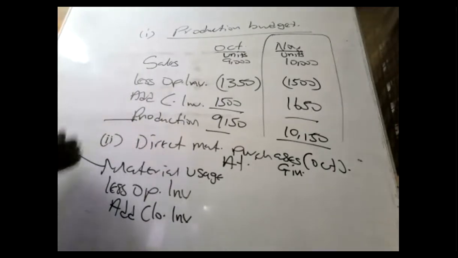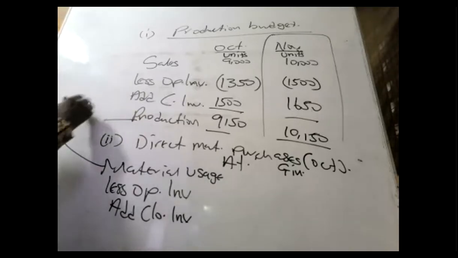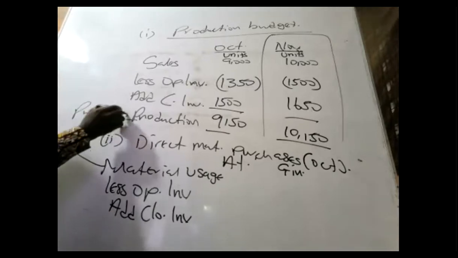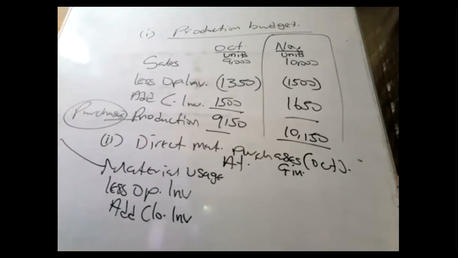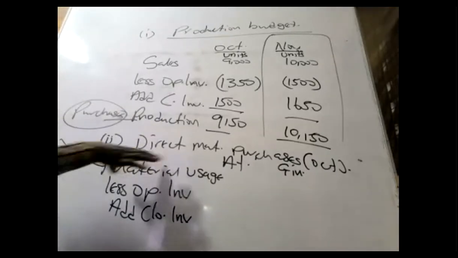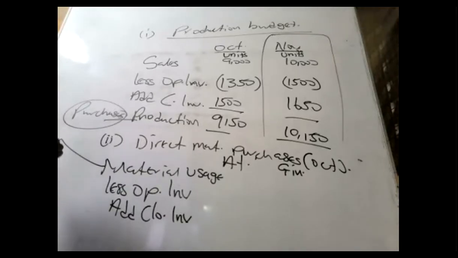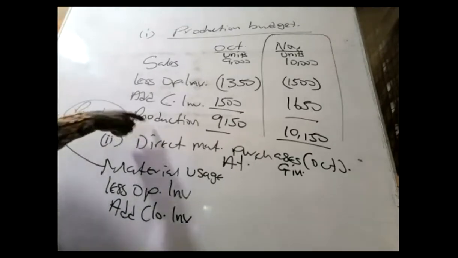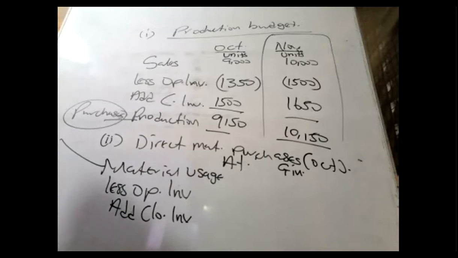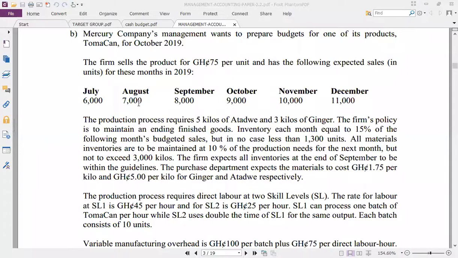I've seen production; it's for a manufacturing company. A trading company will go and buy. So I can also ask you to prepare goods purchases budgets for a trading company. So production is like purchases, this type of purchases for material. That's why we distinguish it from the actual purchases. So take note. A manufacturer will produce, but a trading company, wholesale company or retail company will go and buy. You just need to get the in-depth knowledge of this. Let's go.